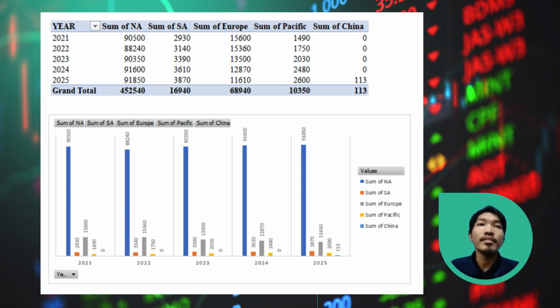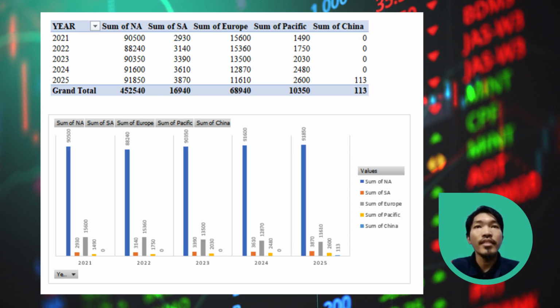Europe ranked second in sales throughout the period, while South America and the Pacific Rim contributed moderate sales. Meanwhile, China recorded the lowest sales because sales activity only began in 2025. Overall, the sales trend indicates continuous business growth with North America remaining the company's strongest market.